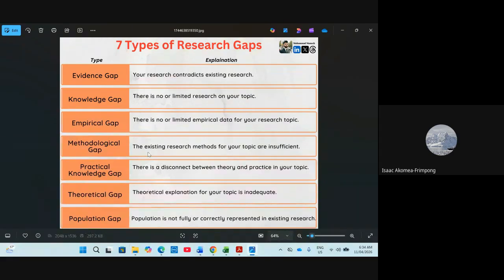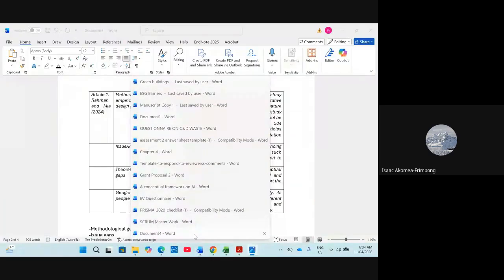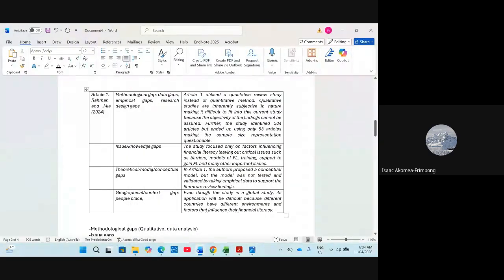Methodological gap. But some of these gaps I don't want to go into, because some of them can be combined, like the methodological gap and the empirical gap, which has to do with data. It's almost the same, or a bit different. And then the evidence gap, knowledge gap, and all that. So you can base your analysis on these things. But here I'm going to give you just one of them, which I use based on the paper I picked. I picked this paper, the article that you can see here.